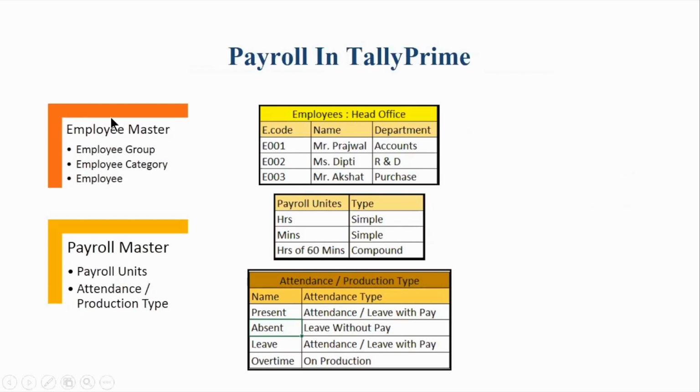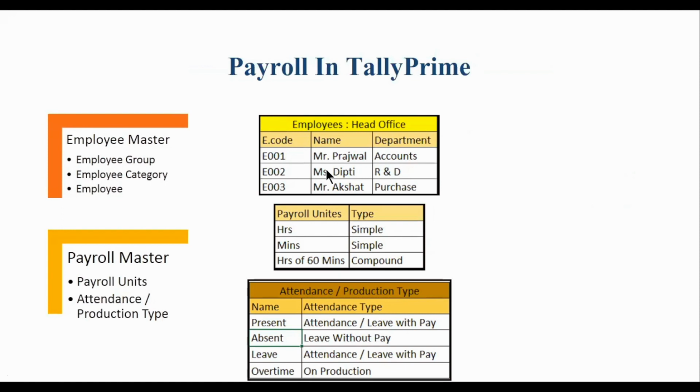We have created employee masters, that is employee group, employee category and employees. So here is a brief recap of what we have done in the part 1 payroll. We created 3 employees having code as E001, E002 and E003. Names of the employees are there and departments. And this is head office. So for us, employee category is head office. All these departments are employee groups and these are the employees.